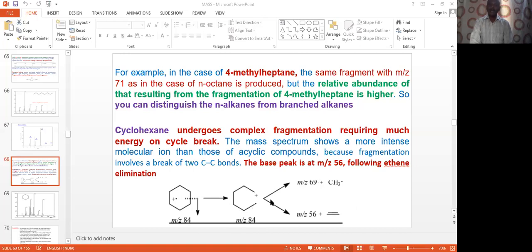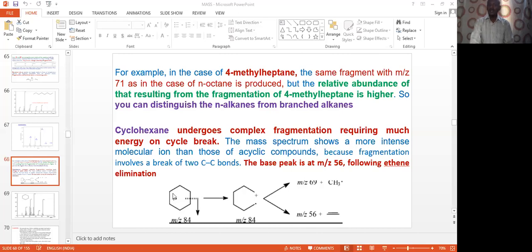And another way, you can see the removal of ethene. Sometimes ethene, as I told you, in straight chain alkanes or branched alkanes, also will be removed as a neutral molecule, and the m/z value 56 will be the prominent peak. So this you have to understand. This is the base peak, with an m/z value of 56.